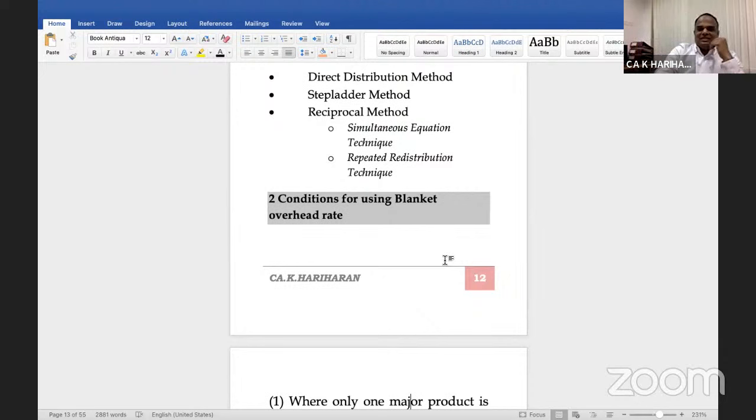So, direct distribution, step ladder, and reciprocal method. Under reciprocal method, 2 different things are there: simultaneous equation and repeated distribution method.